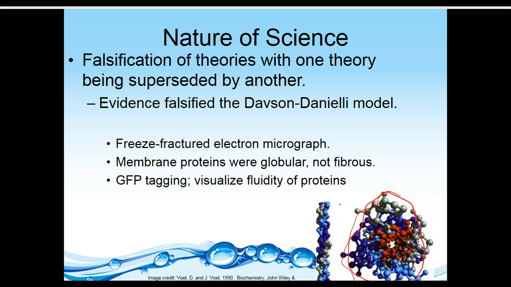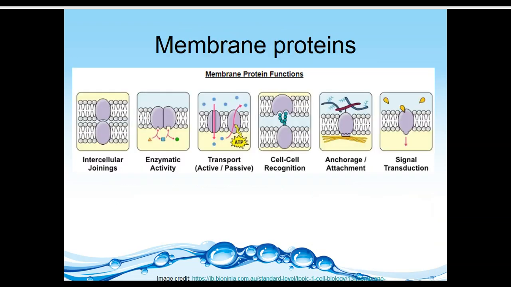It's kind of globby, whereas this long stringy guy is a fibrous protein. This one is a globular protein, and that one is a fibrous protein. And then we were also able to do that video that we watched at the beginning of this lesson, the GFP green fluorescent protein tagging, to visualize how those proteins were able to float around. So these membrane proteins, these proteins that are embedded within the membrane, let's talk about some of their jobs.